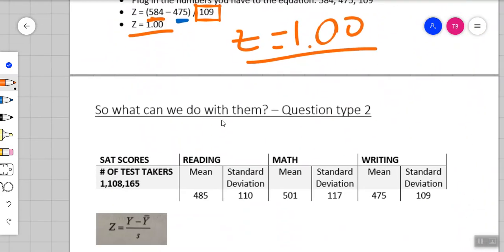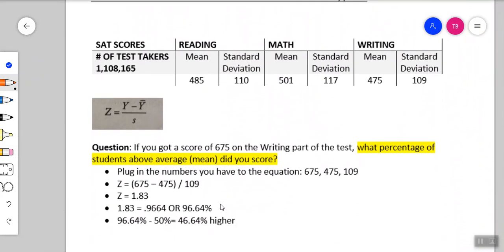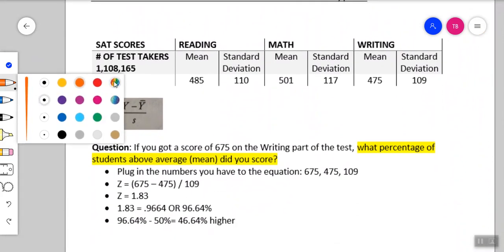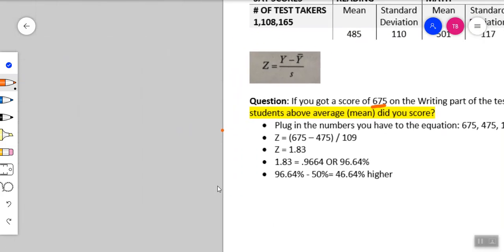Question type 2. I highlighted the parts that were different from the previous one, and I have the steps laid out. So for instance, if you got a score of 675 on your writing test, what percentage of students above the average did you score? They're asking, if you're looking at your SAT score and you scored 675 on the writing test, what percentage of students did you score better than? And when they say the mean, we're talking about the average, right?